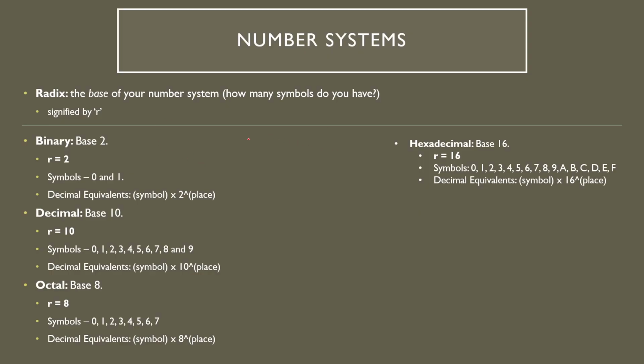So now that you know all of this, let's look at actual number systems that you'll be using often. A term you got to know is the radix. The radix of a number system is the base of that number system. That is, how many symbols do you work with? It's signified by the letter R.